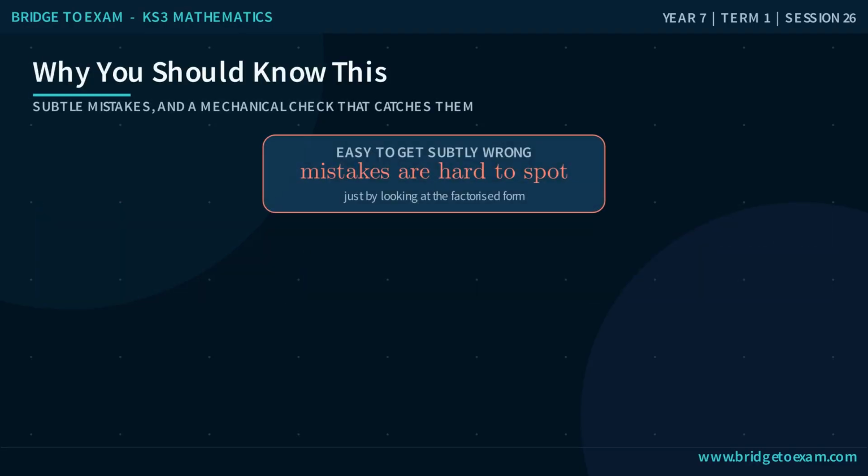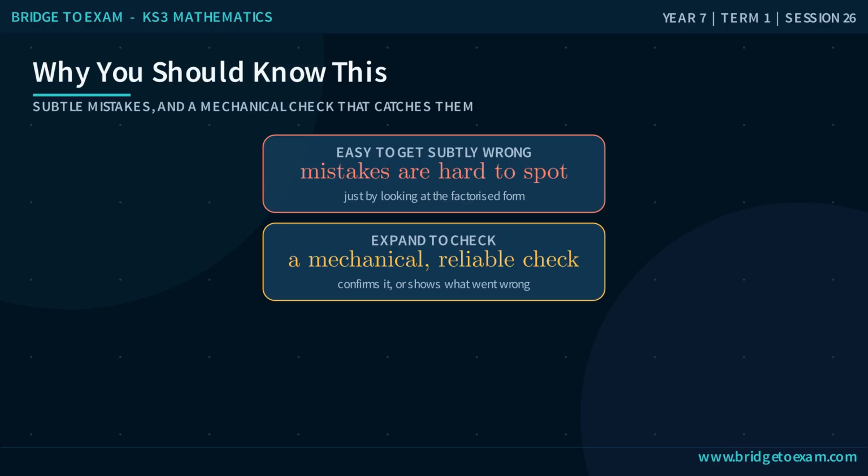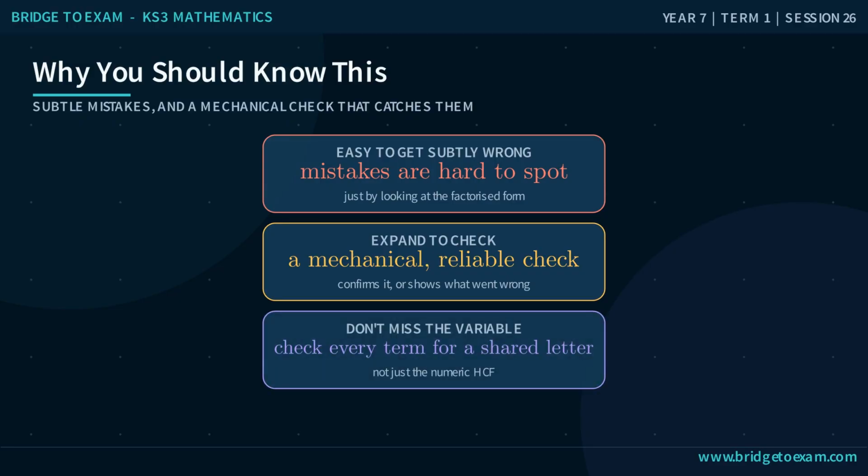Why does this matter? Because factorizing is easy to get subtly wrong, and those mistakes are hard to spot just by looking. Expanding your answer back out is a completely mechanical check. It either confirms you're right or shows exactly where it went wrong. A common variable factor is especially easy to miss when you're only focused on the numeric HCF. Check every term for a shared letter too.